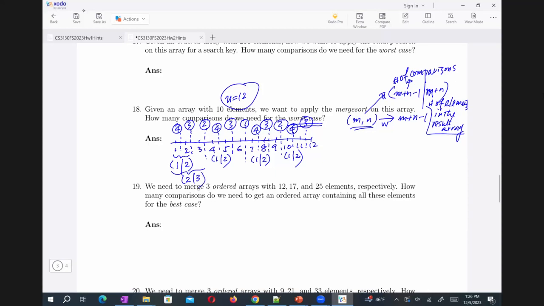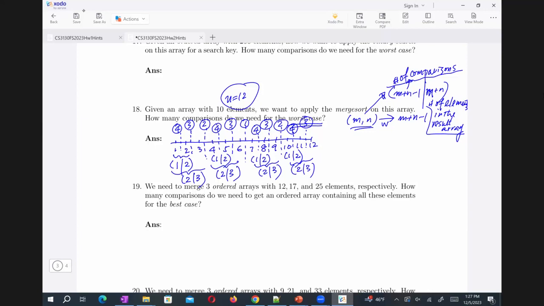So 2 vertical bar 3. This round, 2 vertical bar 3. I'm sorry, 2 stands for the number of comparisons here, and 3 the number of elements. So now we reverse round 3.